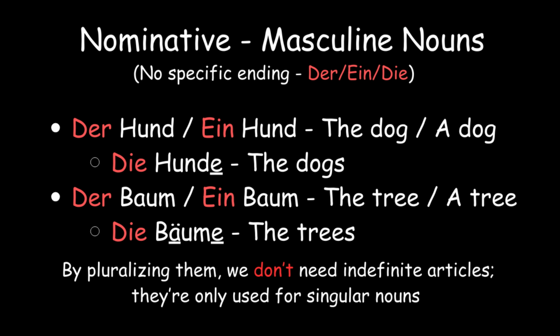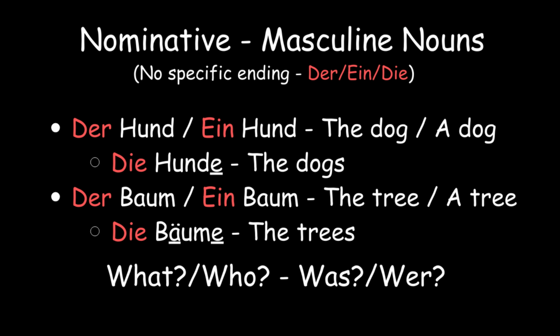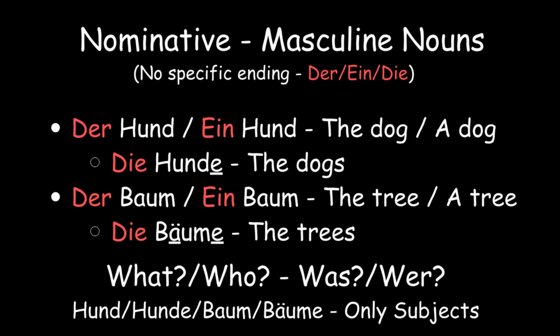These nouns are nominative because by asking what or who, we have an answer. Plus, they're the only subjects. Der Hund, ein Hund. Die Hunde. Der Baum, ein Baum. Die Bäume.